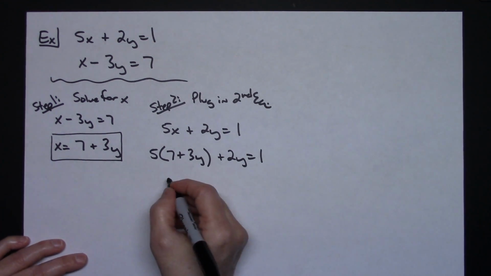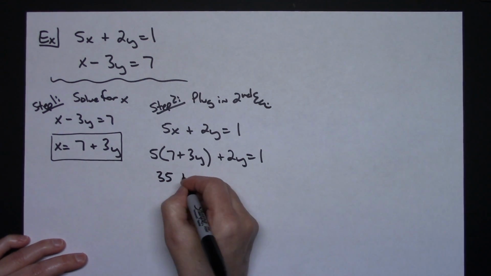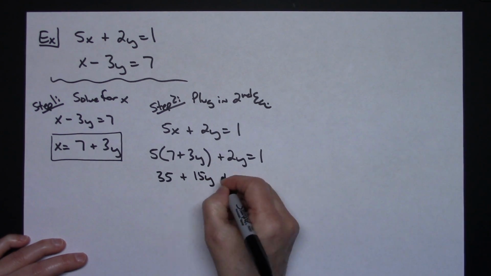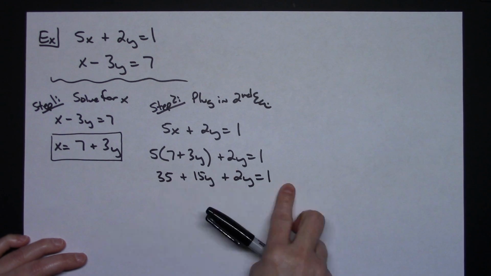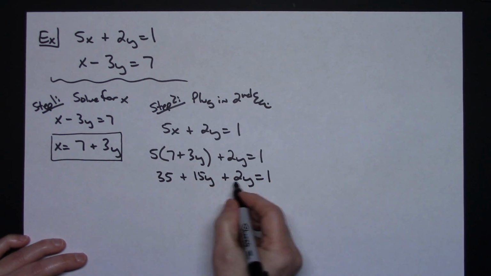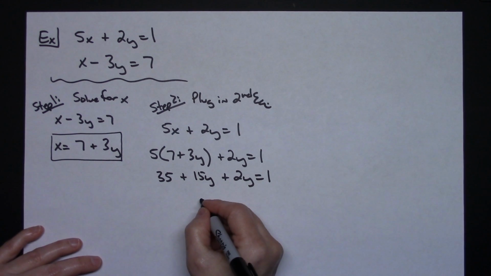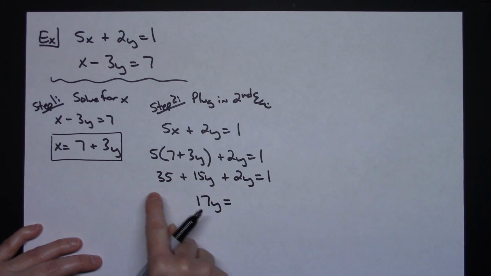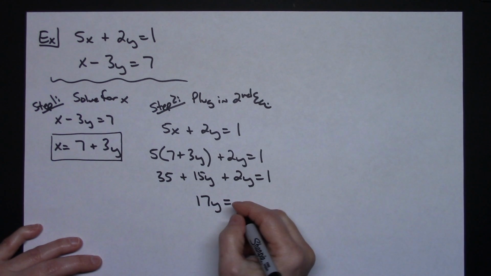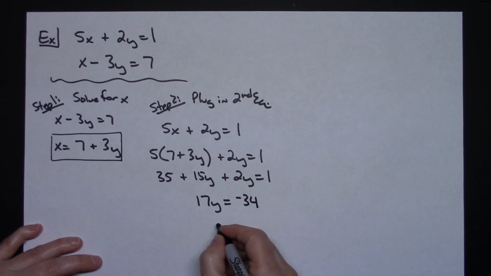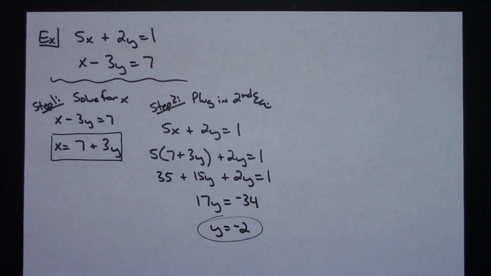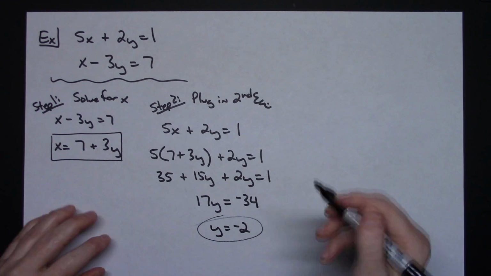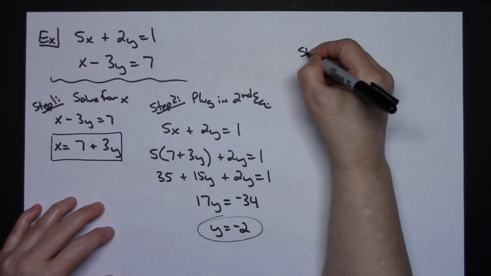So distributing that 5, I'm going to have 35 plus 15y plus 2y equals 1. I can add some like terms and subtract 35 from both sides of the equation. So when I add 15 and 2 there, I'm going to get 17y. Subtracting 35 from both sides, I'm going to get negative 34. That's going to give me y equals negative 2. So on this one, I found my y value first.